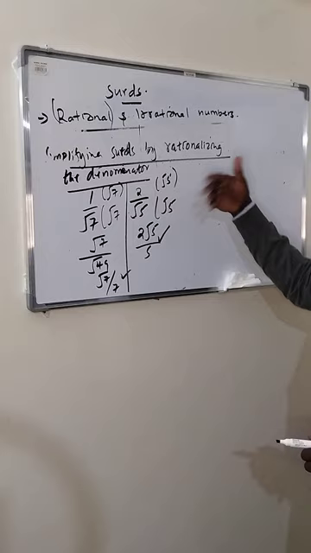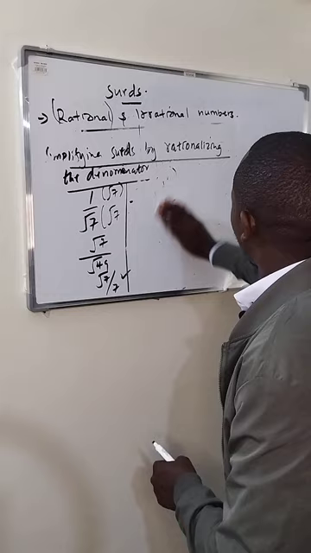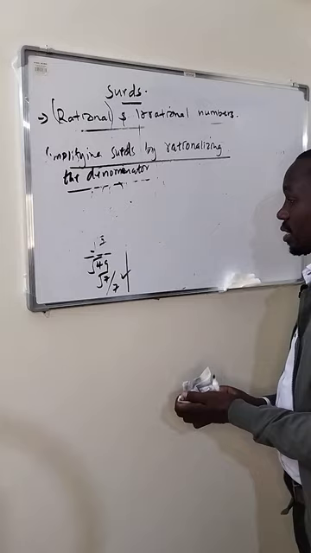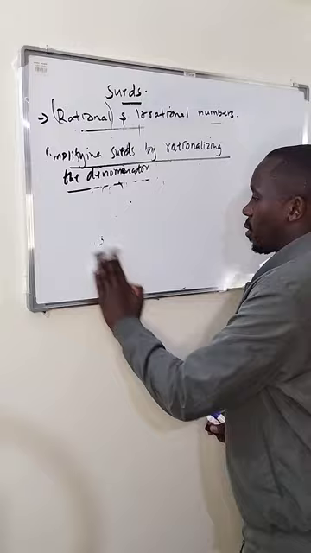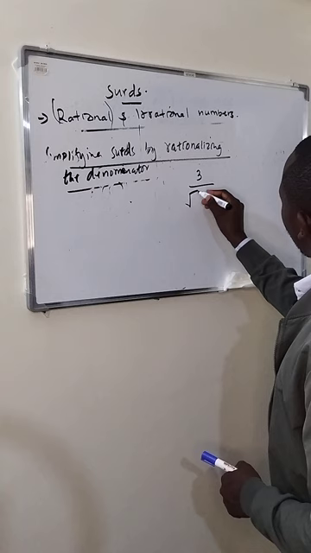But there are different cases which will now be a little bit more involving. And this is now the climax of this topic called surds. A good example is, say you have 3 over surd 5 minus surd 2.